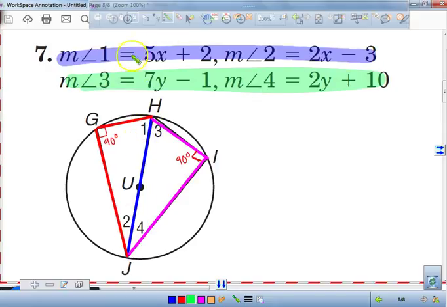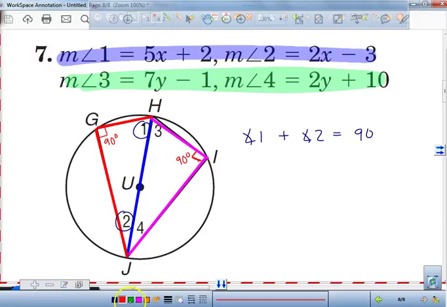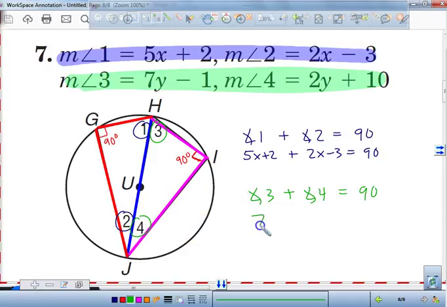So angles 1 and 2 are these angles right here. Angle 1 and angle 2 add up to 90. And by the way, angle 3 and angle 4 also add up to 90 degrees. So you're going to have to solve for x and then plug it back in. What is angle 1 technically equal to? 5x plus 2. What's angle 2 equal to? 2x minus 3. Together they add up to 90. That's how you set it up. Plus angle 3 is 7y minus 1, plus angle 4, which is 2y plus 10, is equal to 90.